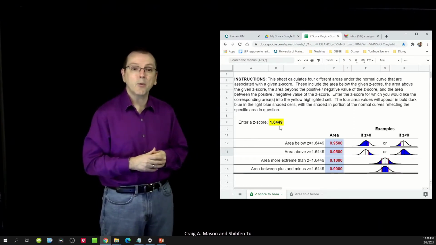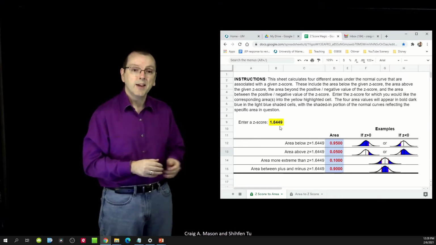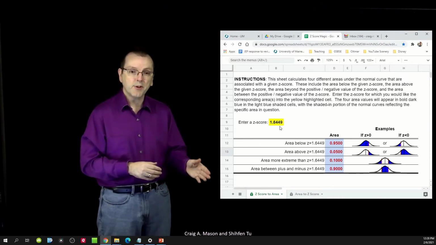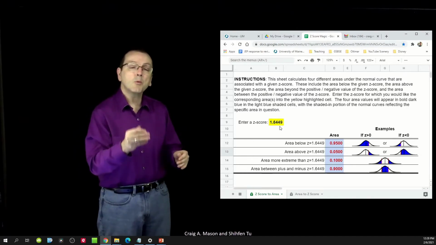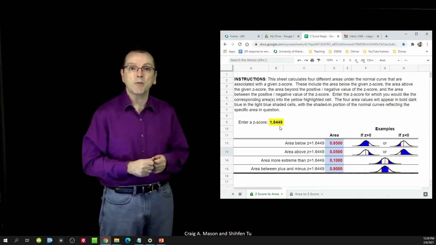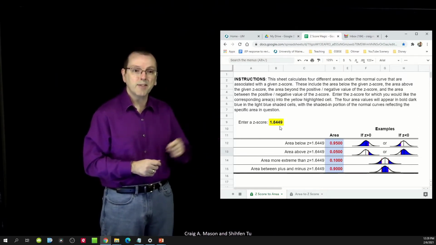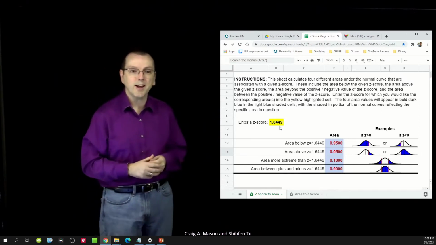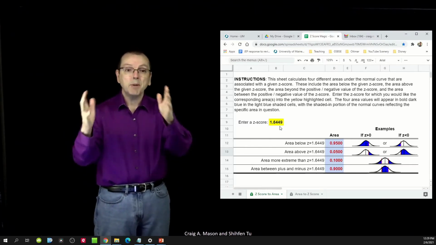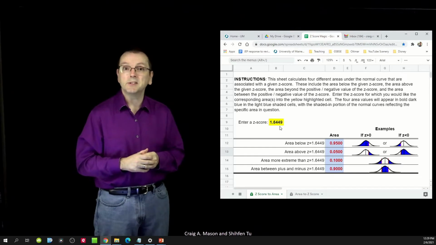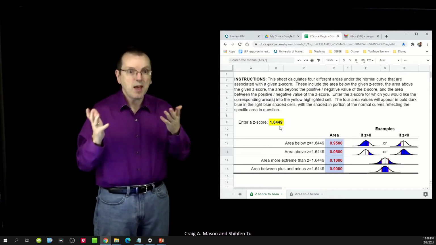All right? So notice I've already started. I put in a z-score of 1.6449. And we've got our 4 different answers for that. Let's start at the bottom here. The area between a plus and minus z-score of 1.6449. Notice it's told us in blue, the red letters in the blue is your answer. It's told us there that the area between a plus and minus z of 1.6449 is 0.90. Well, that makes sense, right?